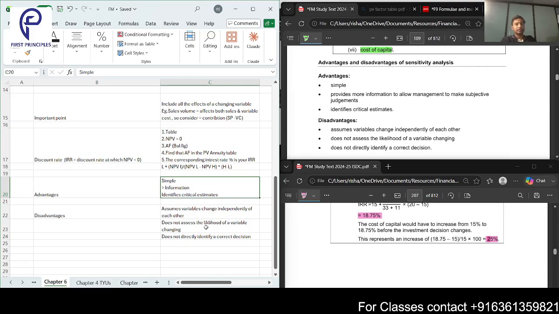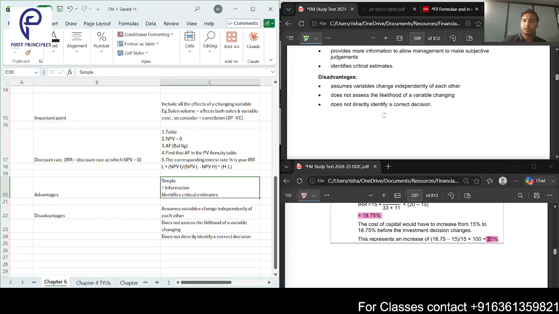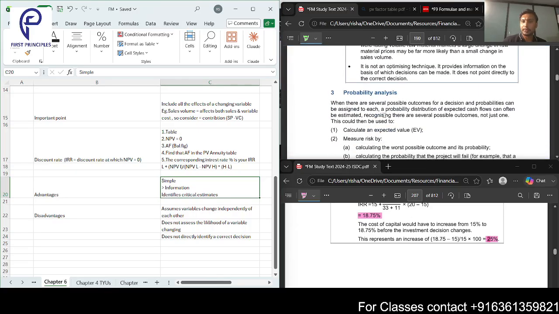So that is about the disadvantages. It assumes variables changing independently, does not assess the likelihood of a variable changing, and does not directly identify a correct decision. We've got the advantages, we've got the disadvantages. Okay, easy. So that is about sensitivity analysis.